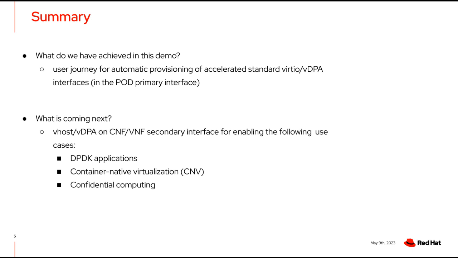What is coming next? The idea is to provision vhost vDPA as a secondary interface in CNF and VNF. This will enable use cases like the DPDK applications for user space packet processing, container native virtualization for managing virtual machine workloads alongside container workloads, and finally providing accelerated standard interfaces to confidential computing.